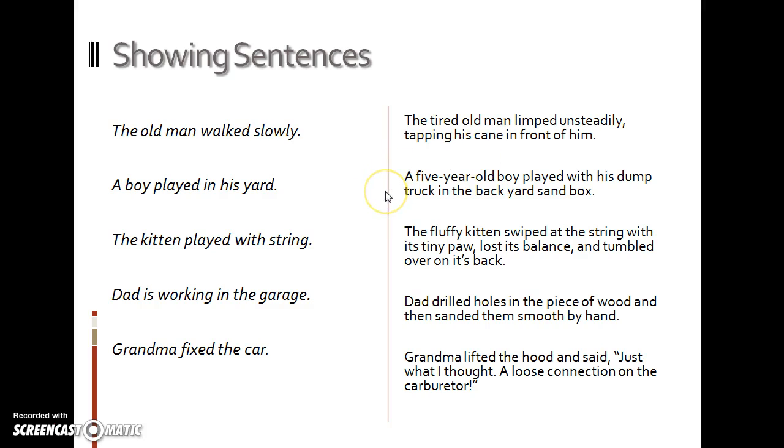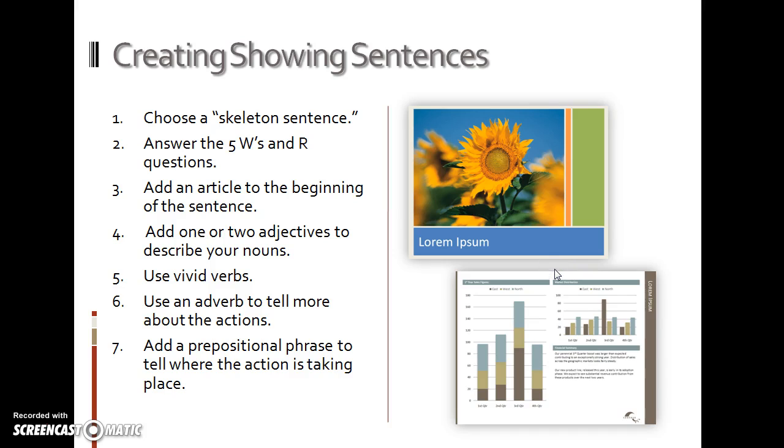A 5-year-old boy played with his dump truck in the backyard by the sandbox. Again, we know more details about who and what the boy was doing. The fluffy kitten swiped at the string with its tiny paw, lost its balance, and tumbled over on its back. So again, we don't just have the kitten play with the string, but we're able to visualize what kind of kitten and the result, how the kitten played.